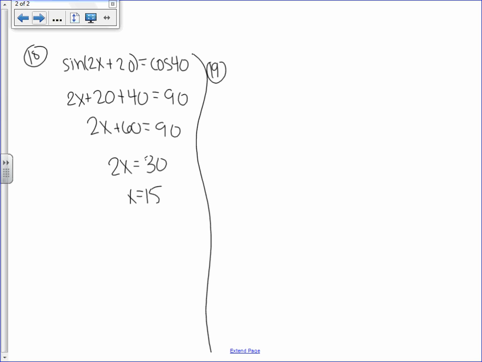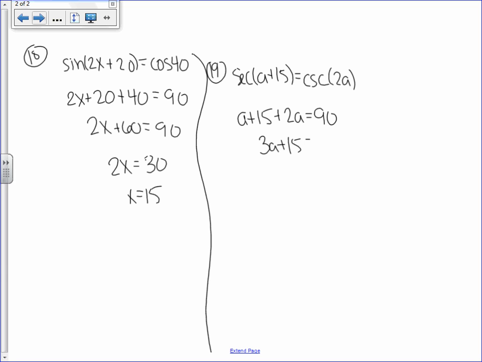19. Alright, they changed it up. It's not just sine and cosine. Now we've got secant and cosecant. But secant and cosecant are cofunctions. So we've got secant of a plus 15 is equal to the cosecant of 2a. So that means that a plus 15 plus 2a has to equal 90. Combine like terms. We get that 3a is equal to 75, or a is equal to 25.